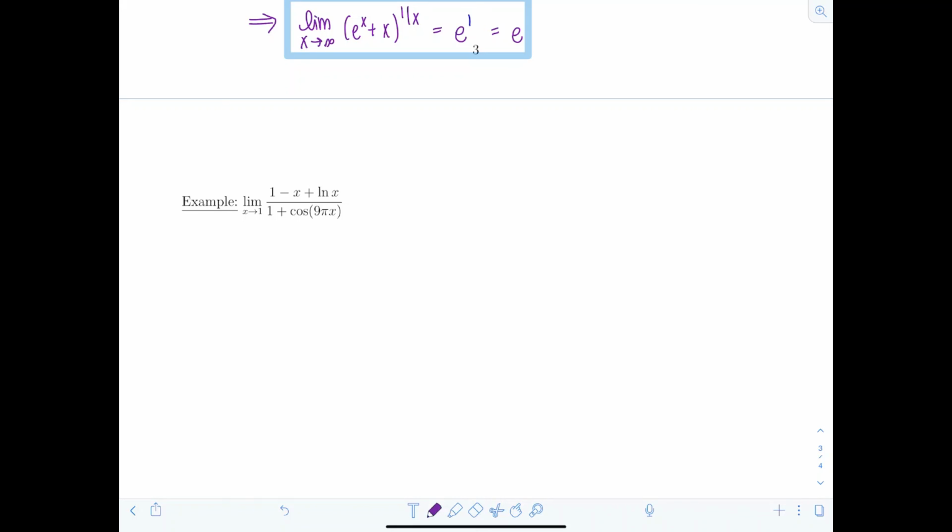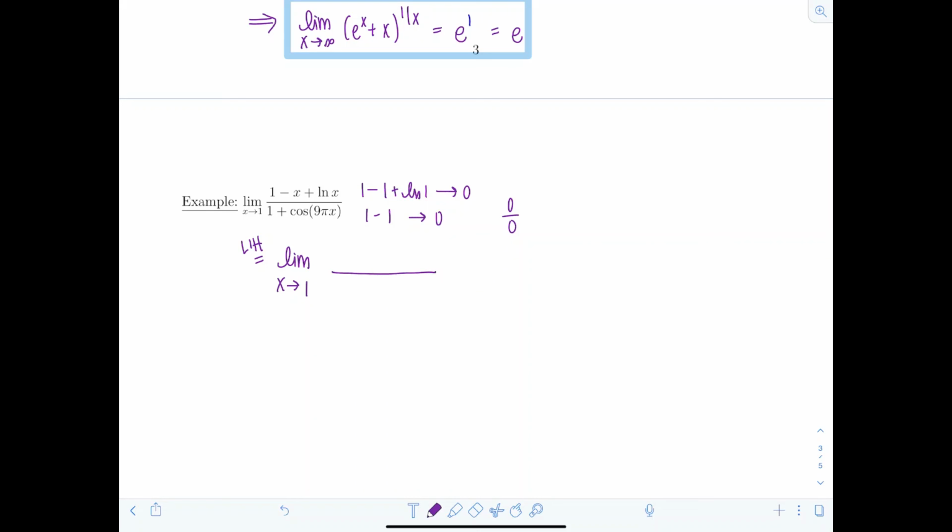In the numerator, I'm going to have 1 minus 1 plus ln of 1. So that means the numerator is approaching 0. Denominator, I'm going to have 1 plus, well, this is an odd multiple of pi, so cosine is going to be negative 1. So this is going to be also approaching 0. So I have an indeterminate form of the type 0 over 0, which means I'm ready to use L'Hopital's rule right away. So we have the limit as x approaches 1.